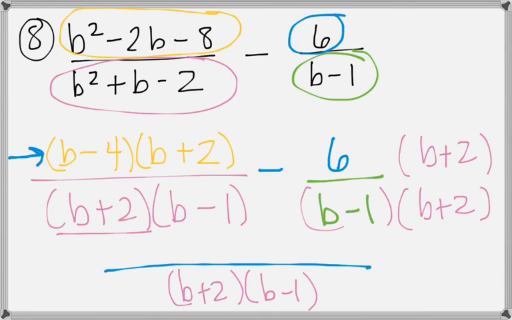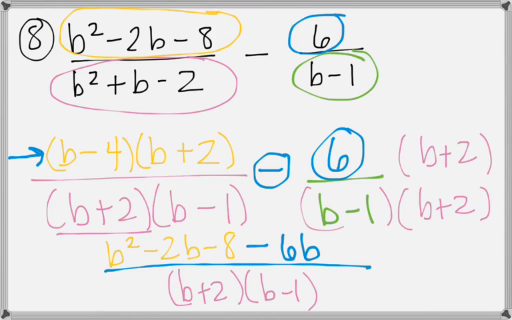Do you guys remember where this came from? Yeah. It's still in yellow at the top, isn't it? So if we remember that we did that before, we can save ourselves the trouble of having to do it again. This is b squared minus 2b minus 8. Now over here, I had a negative 6, and it's multiplied times the b plus 2. So I'm going to have a negative 6b, and negative 6 times 2 is minus 12.